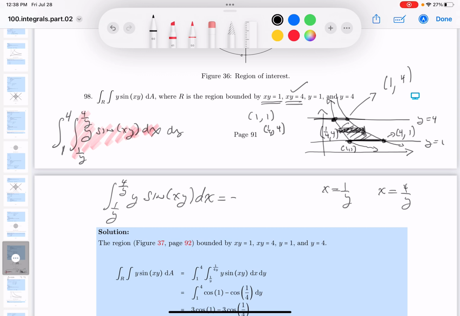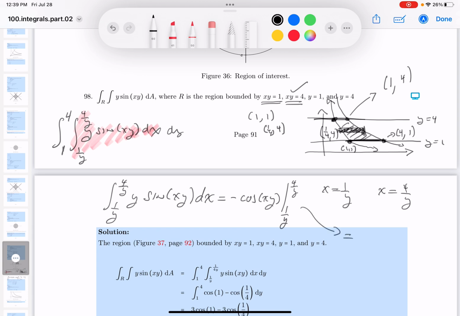Well, looking at it, I'm going to say minus cosine xy. Just give me a second over here. I want to see if that's true. If I differentiate that, I would get sine xy and then times y. Yeah, that's fine. What do you get over here? 1 over y. This pertains to x, by the way, and 4 over y.